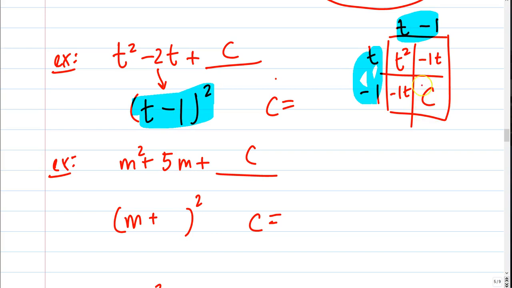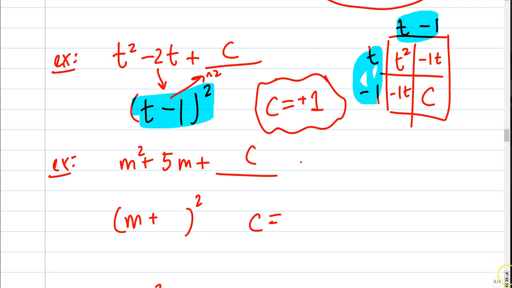We still need to figure out, what do I need to complete this square? Well, it's negative 1 times negative 1, or negative 1 squared. That's a positive 1. That's the c this time. By the way, the c will always be positive in this situation, because if the number is negative, a negative times a negative is positive. If it's positive, positive times positive is positive. So c will always be a positive number that we add to complete the square.